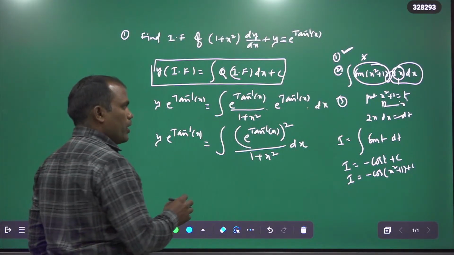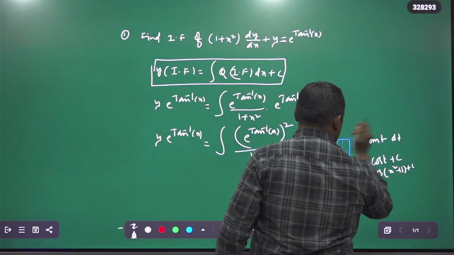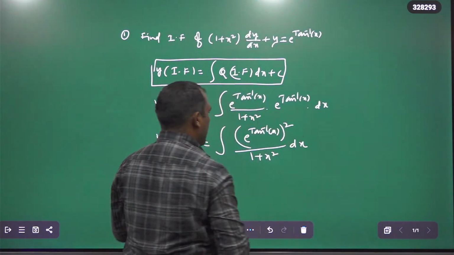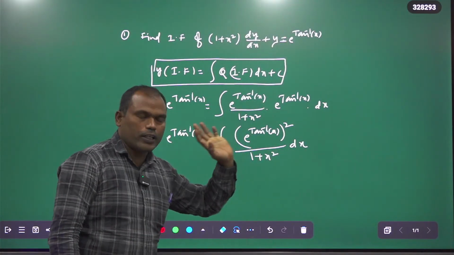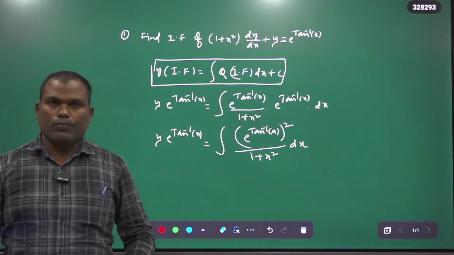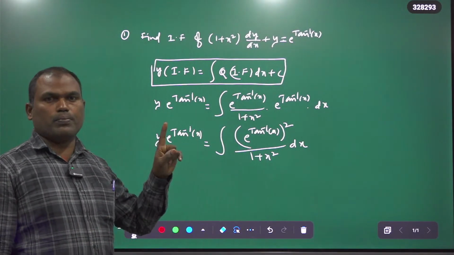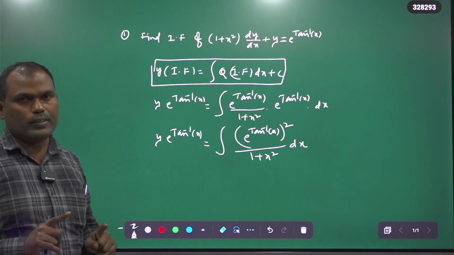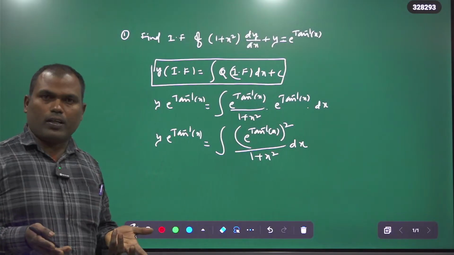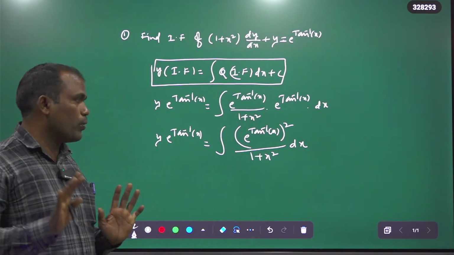Now coming to here, look at here, all of you listen carefully. The integral of e power tan inverse of x whole square by 1 plus x square into dx is given. First I am asking, the first point is whether a direct formula is possible or not, but 100% it is not there. Why? Because we don't have a formula for e power tan inverse of x whole square by 1 plus x square.